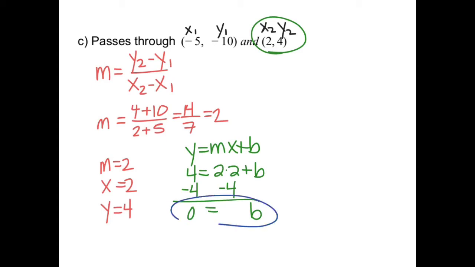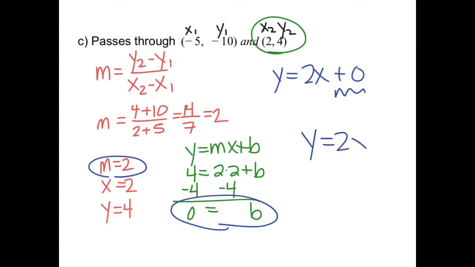So I got b equals 0, we have m equals 2, so if I look at my final answer, it'd be y equals 2x plus 0. We don't need this plus 0 here, so your final most simplified answer would just be y equals 2x.